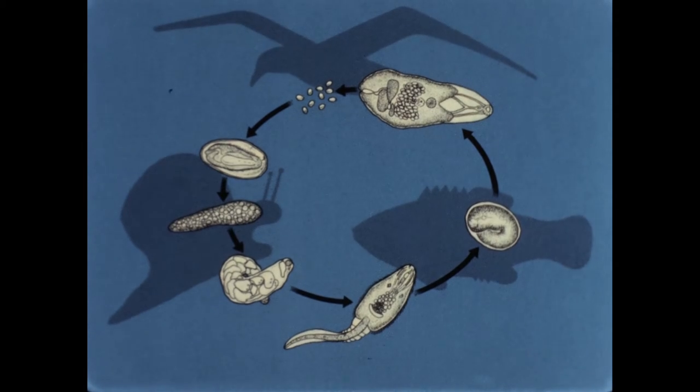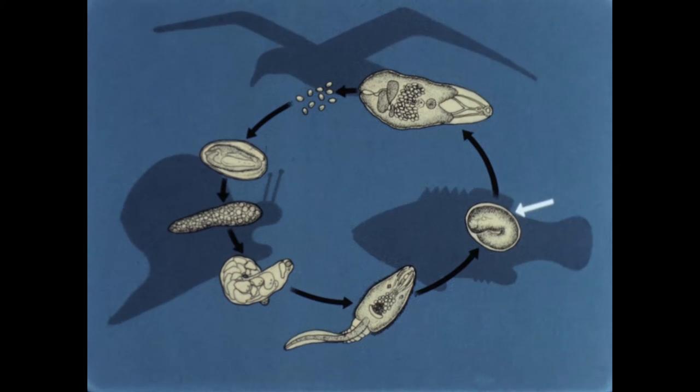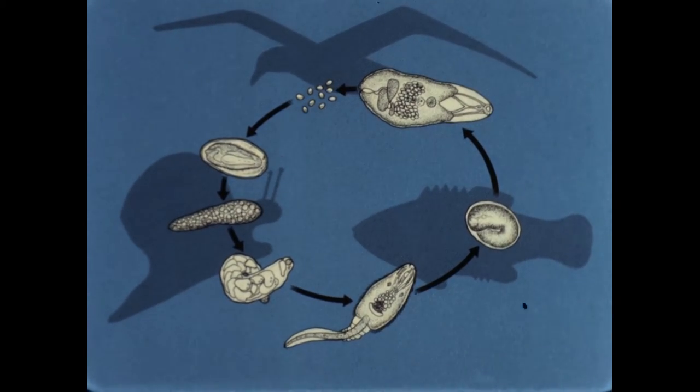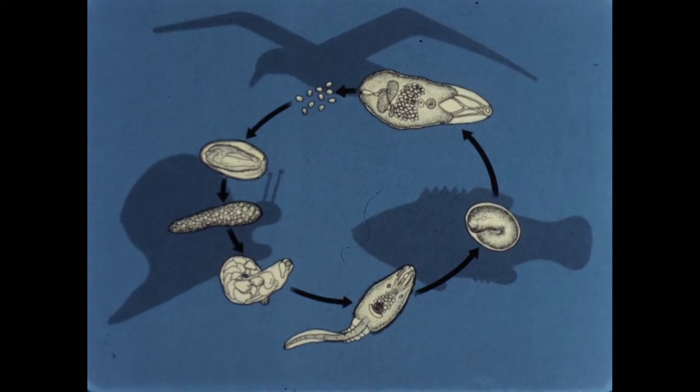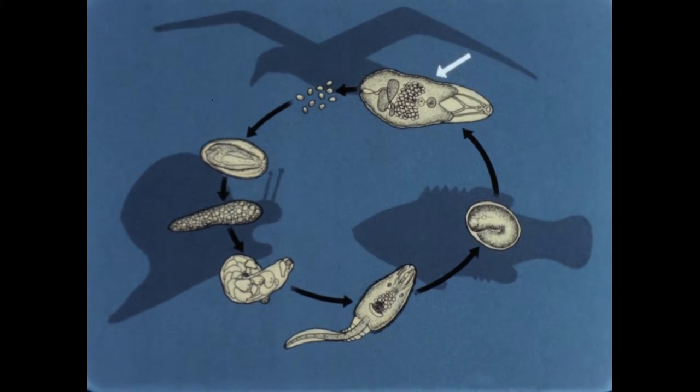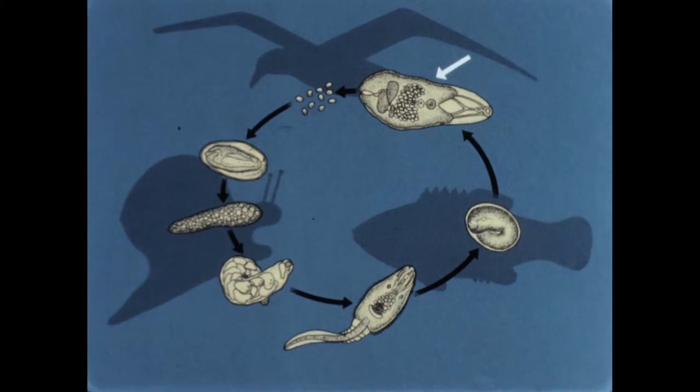On meeting certain fish, they bore into the skin and form cysts in the tissues of the host. When an infected fish is eaten by a seagull, the parasitic cycle starts all over again with the adult flatworms in the gut of the primary host.